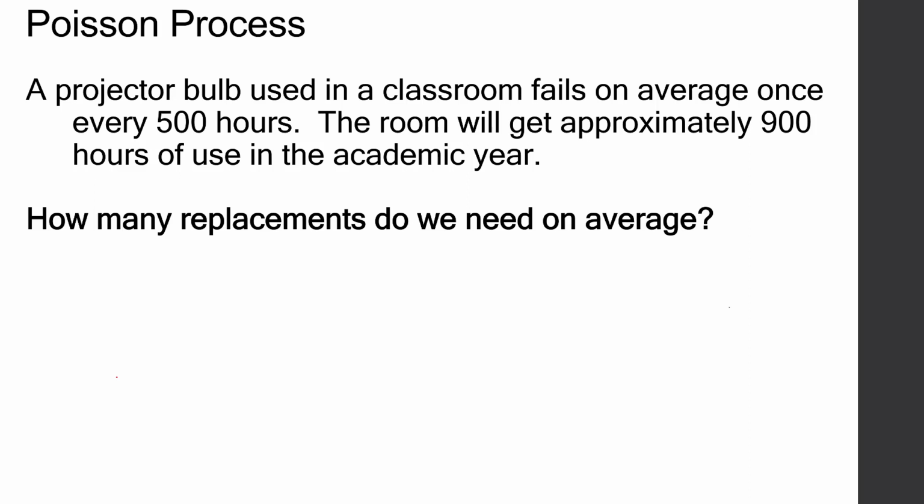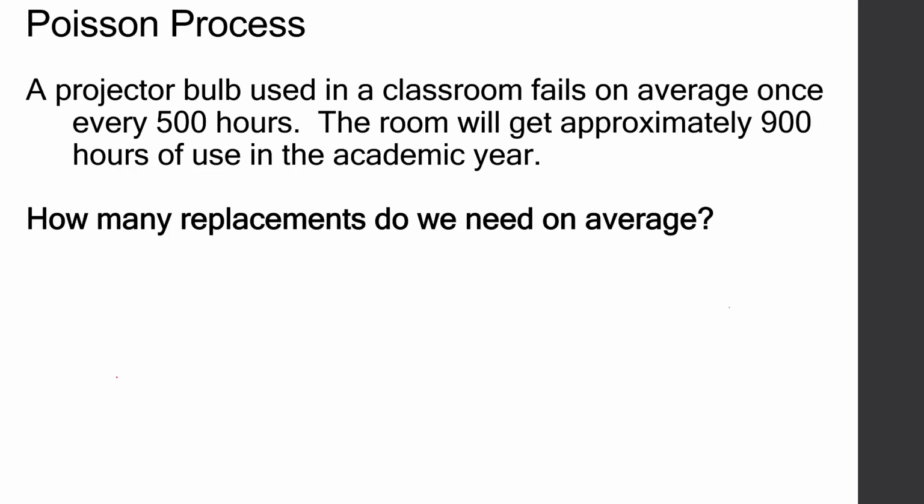So a projector bulb used in a classroom fails on average once every 500 hours, and the room gets approximately 900 hours of use in the academic year. So how many replacements are we going to need on average? Well, think about it. If one fails on average once every 500 hours, how many will we need in 1,000 hours? We would just need 2, right?